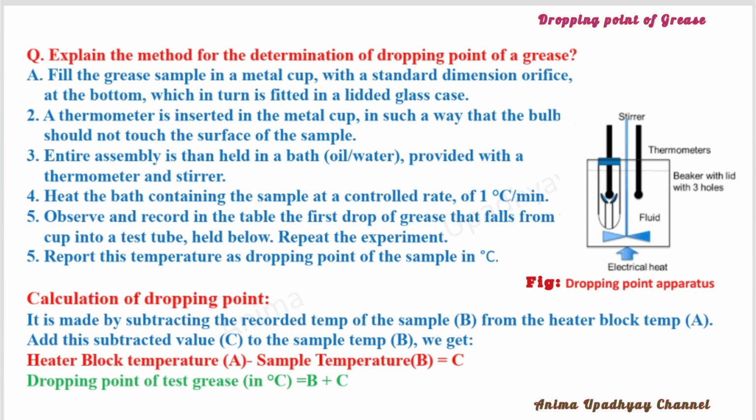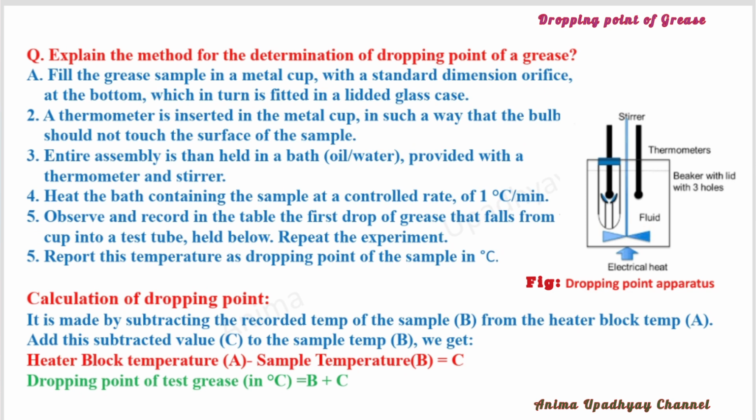This entire assembly is then held in a bath. This bath could be an oil bath or a water bath, and it is provided with a thermometer and a stirrer. The stirrer is used to keep the temperature of the bath uniform. Heat the bath containing the sample at a controlled rate of 1 degree centigrade per minute.